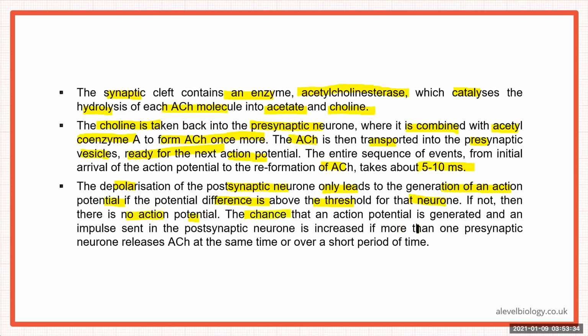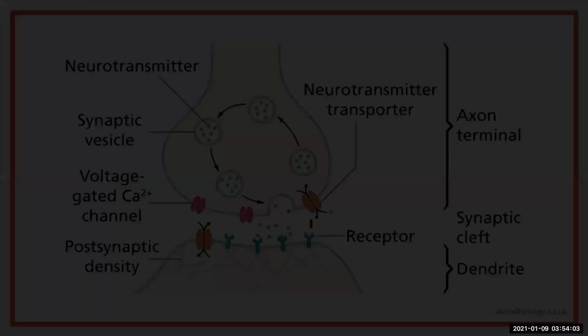The chance that an action potential is generated and an impulse is sent in the postsynaptic neuron is increased if more than one presynaptic neuron releases acetylcholine at the same time or over a short period of time, right? So this is how the chance is increased, if more neurotransmitters are released, or they're released in a short span of time. So this is the whole process of a cholinergic synapse.